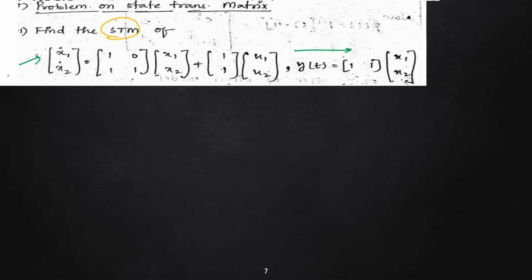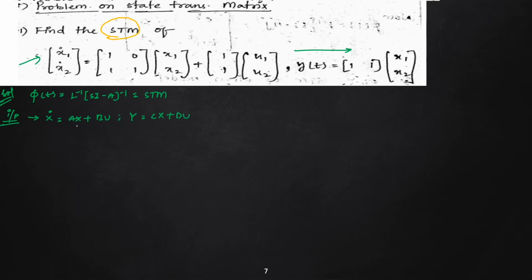So we know that the state transition matrix is denoted by phi of t, which is nothing but the inverse Laplace of (sI minus A) whole inverse. If you calculate this particular value, it will be equal to the state transition matrix, STM. From this we already know that in general form the input equation is written as x dot equals Ax plus Bu, and the output y is represented as Cx plus Du.